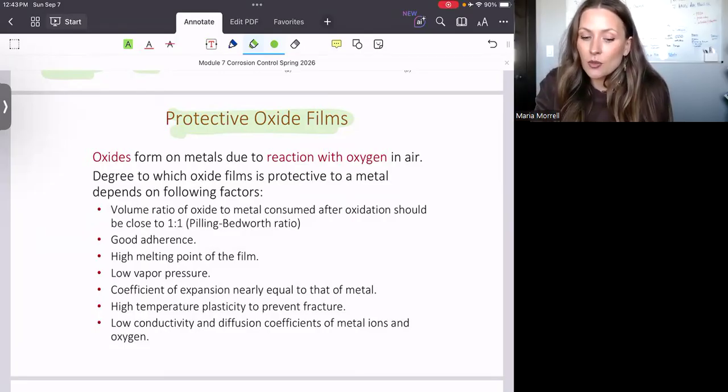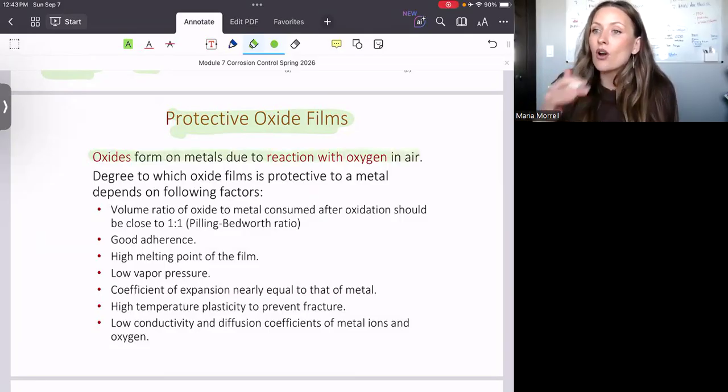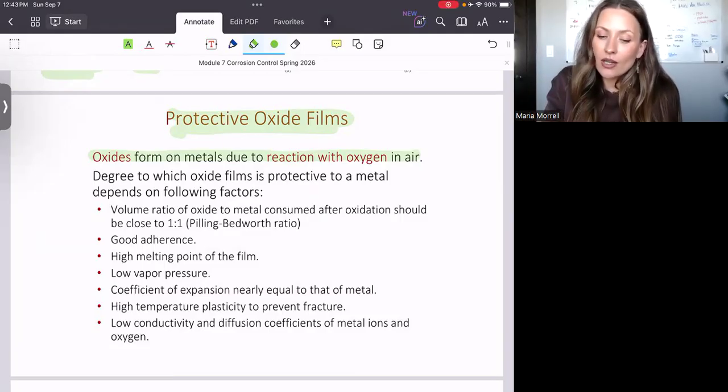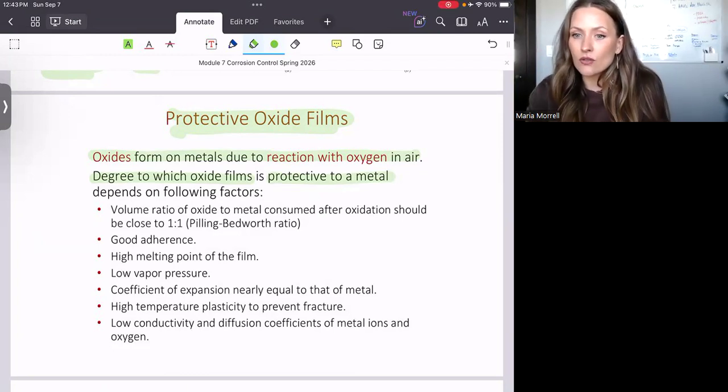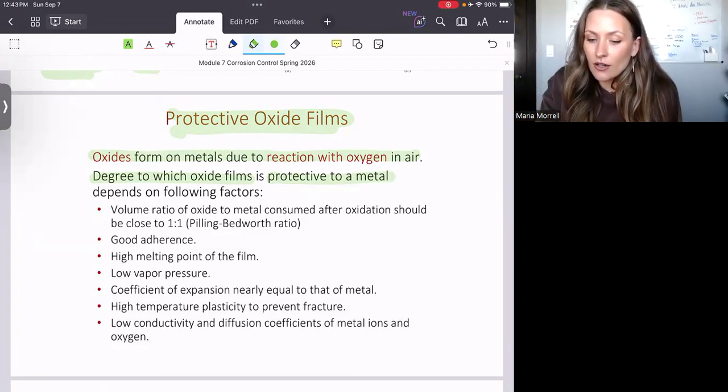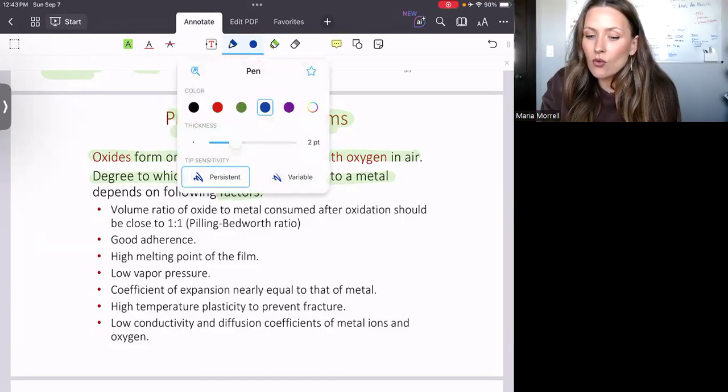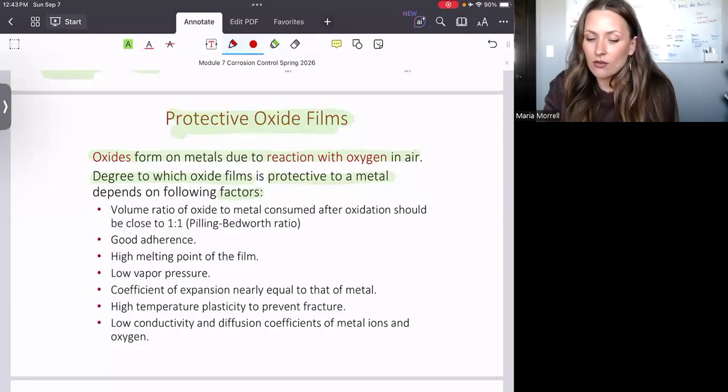So, just as we've seen in the previous slide, oxides form on metals due to the reaction with oxygen in air. Right now, we can actually evaluate the degree to which these oxide films are protective against corrosion. We're going to consider certain factors, and I'm going to go one by one and explain what they mean.